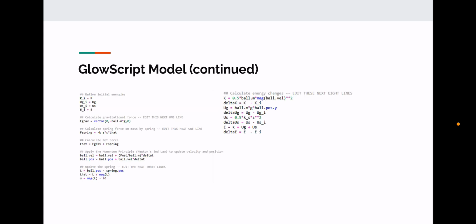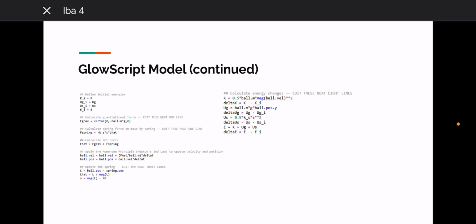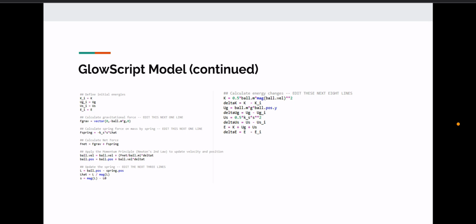GlowScript model continued. We define the initial energies as before, calculate the gravitational force and the spring force, and the net force by adding just the 2 forces together. We applied the momentum principle to update the velocity and position, and then updated the spring position following that. And on the right side, it's just calculating the energy changes inside of the loop.